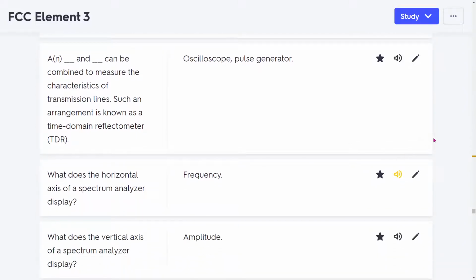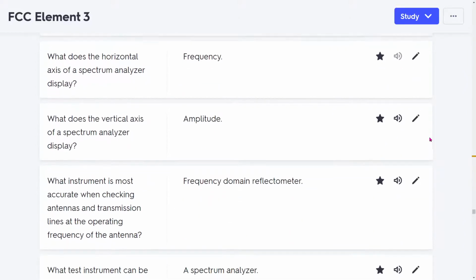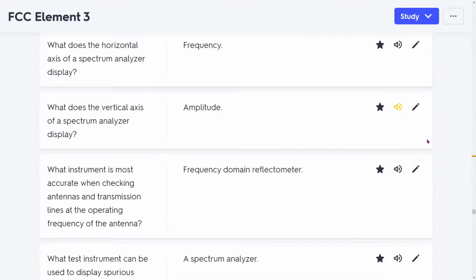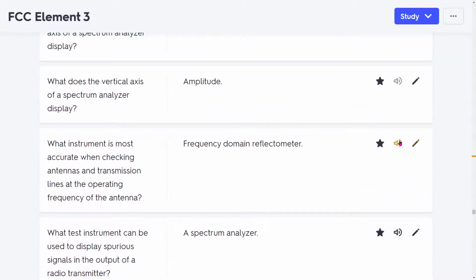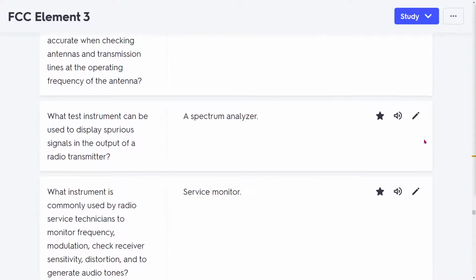What does the horizontal axis of a spectrum analyzer display? Frequency. What does the vertical axis of a spectrum analyzer display? Amplitude. What instrument is most accurate when checking antennas and transmission lines at the operating frequency of the antenna? Frequency domain reflectometer.